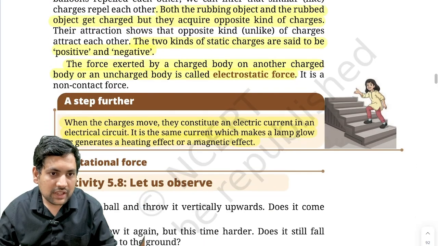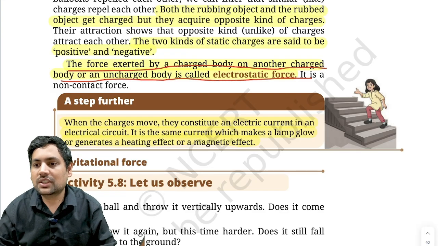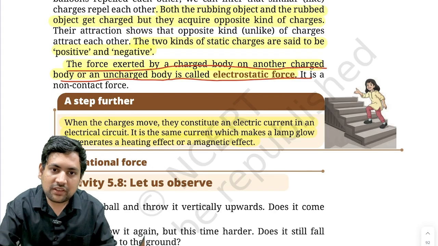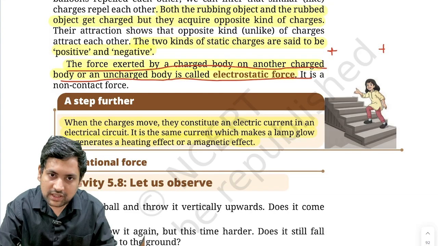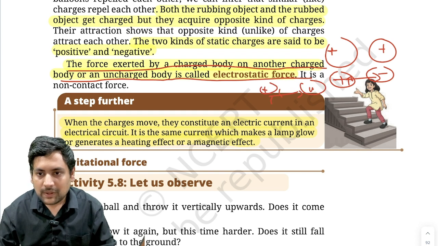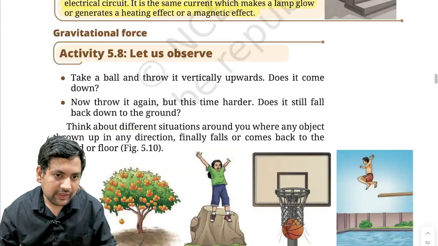Now the force exerted by a charged body on another charged body or on an uncharged body is called an electrostatic force. This can be repulsive also. When repulsive, as you saw in the case of the balloon, if both have the same charges, then they will repel. Or if they have opposite charges, they will attract. Or if one has any charge and the other is uncharged, then also it will be attracted. Correct?